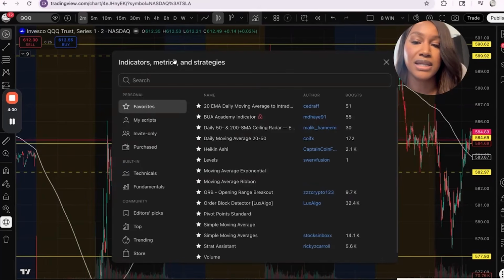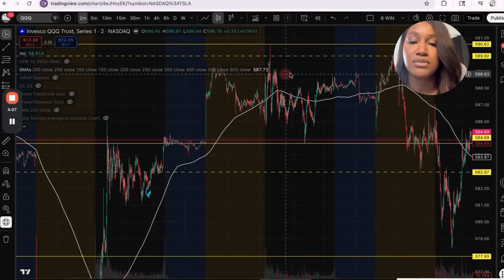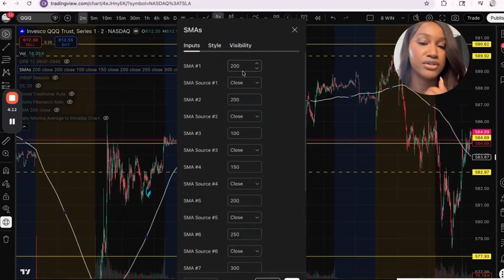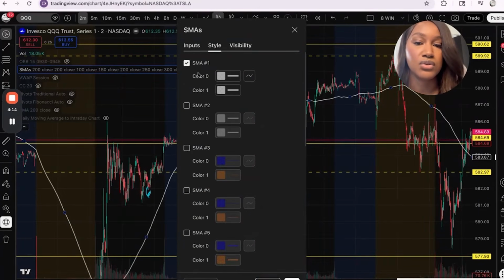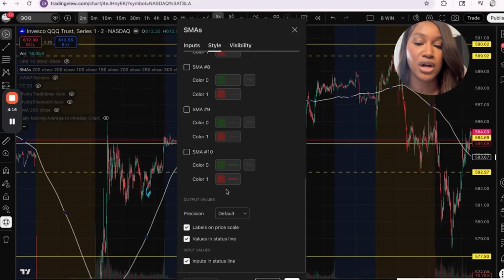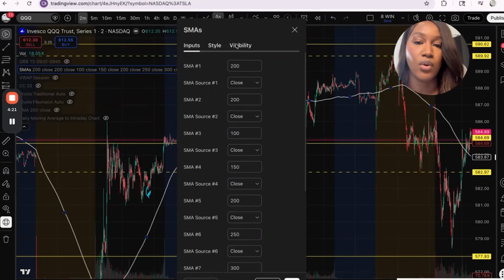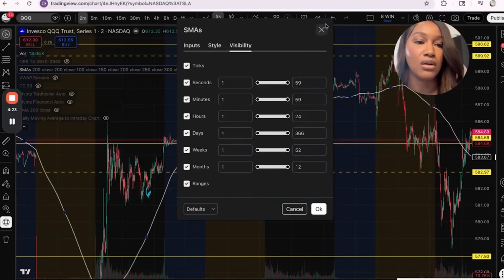So you go to the indicator metrics and strategies section and you search simple moving average. Once you have added that to your chart, you simply need to edit it and make sure that the input says 200, okay? And you only need one. If you have a bunch of lines on your chart, just click all these off, so you only have one line on, and you want the visibility on all of the levels.